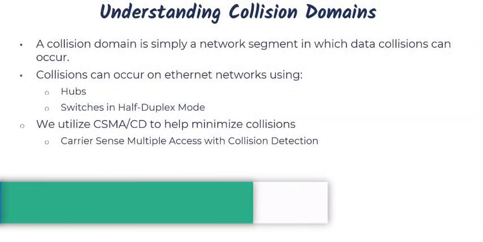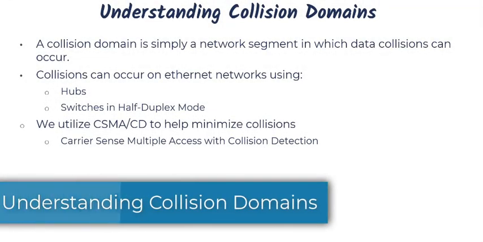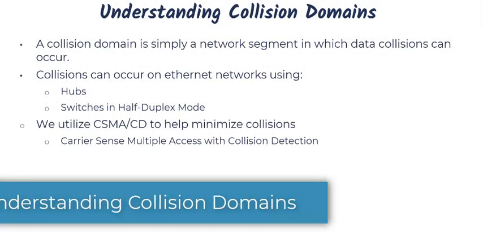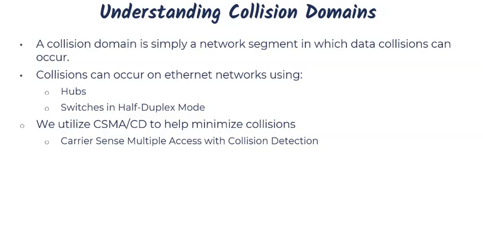In this video, we're going to talk about collision domains. So what is a collision domain? Well, a collision domain is simply a network segment in which data collisions can potentially occur. And when we're talking about a network segment, think of a network segment as nothing more than a local area network, because when we're talking about switches and hubs, they're utilized in local area networks.